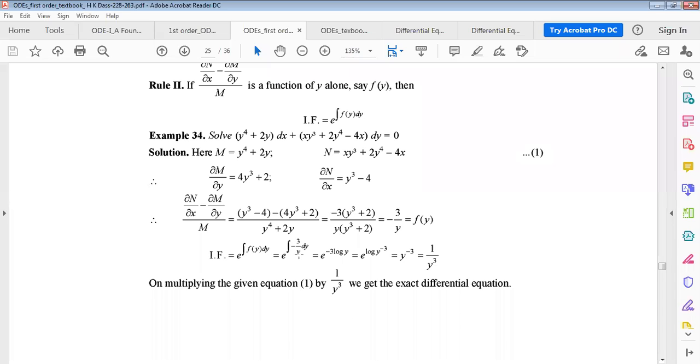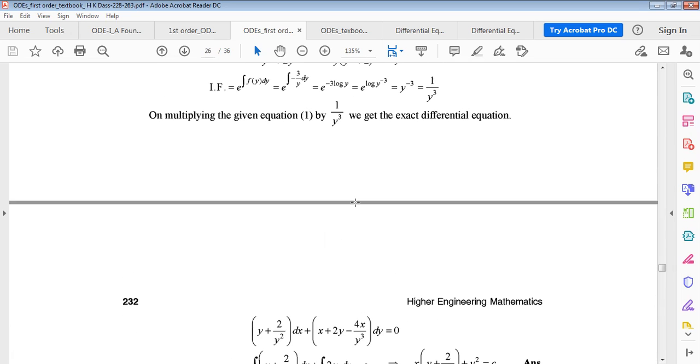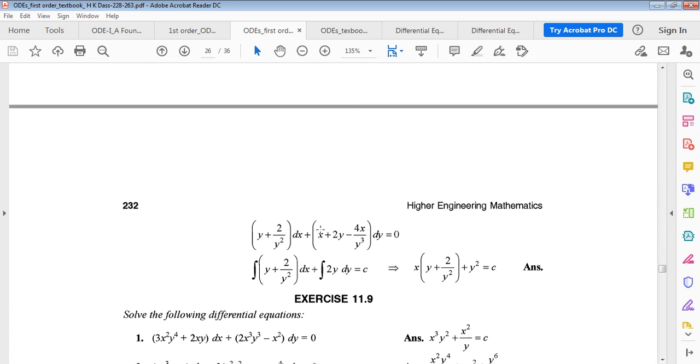This is why we can write e to the power log y to the power minus 3, y to the power minus 3, that means 1 by y cube. Now multiplying 1 by y cube on both sides of the given differential equation, it will become an exact differential equation.